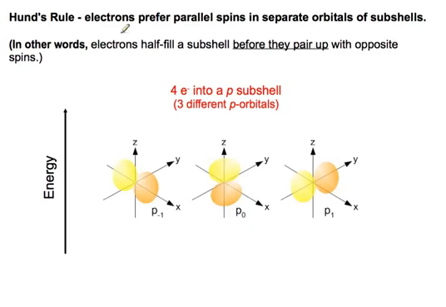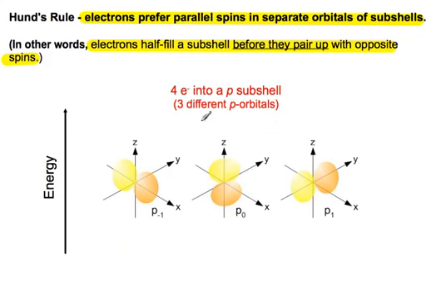Next guideline, Hund's rule. Electrons prefer parallel spin in separate orbitals, separate orbitals of a subshell. Another way of saying that is electrons half fill a subshell before they pair up. And when they do pair up, again, they have opposite spins according to the Pauli exclusion principle. So let's look at how Hund's rule is applied.